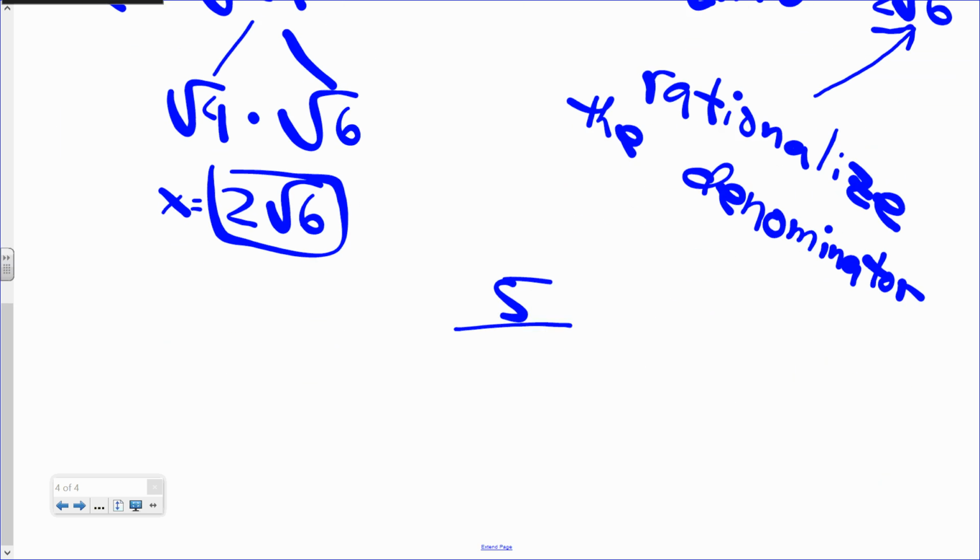5 over 2 rad 6, let me write it again. 5 over 2 rad 6. Here's what I'm going to do. I'm going to multiply 5 over 2 rad 6 by a number, namely the number 1, to get an equivalent fraction without the irrational number, though.